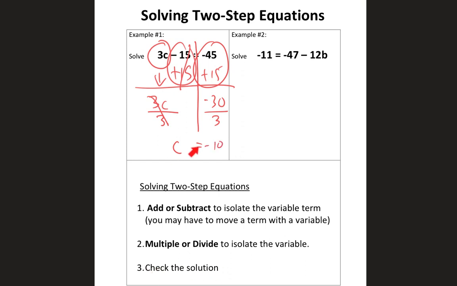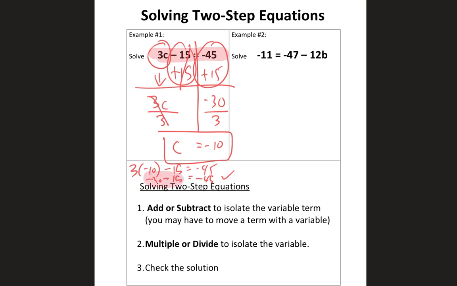Now we talk about checking the solution. What that means is I'm going to find the value of this equation if I put negative 10 in place of c. All right, so let's check. So that would be 3 parentheses negative 10, close it, minus 15 equals negative 45. Okay, well, if we put that in our calculator, negative 10 times 3 gives us negative 30, right? Minus 15 is equal to negative 45. So if we put that in our calculator, that's what we would find out, that it is negative 45. All right, so that's how we do it.